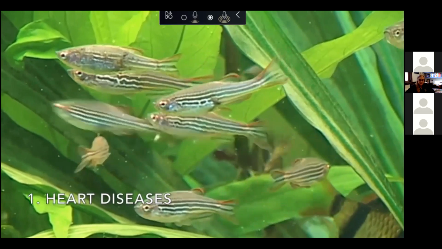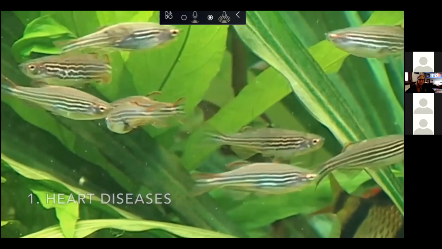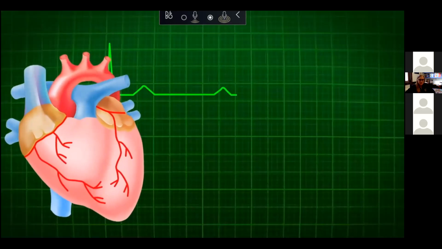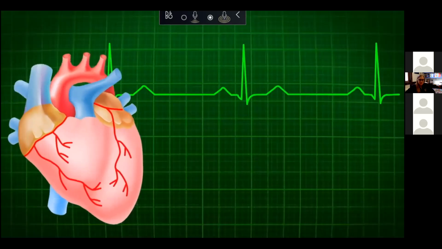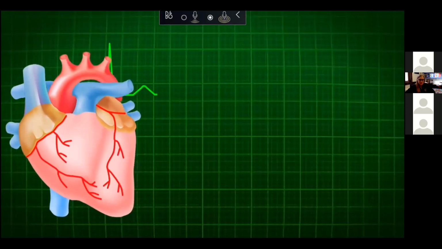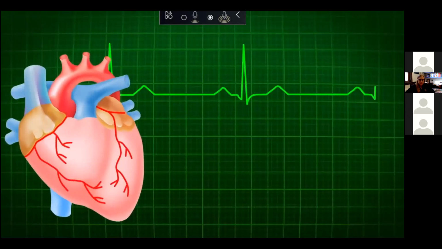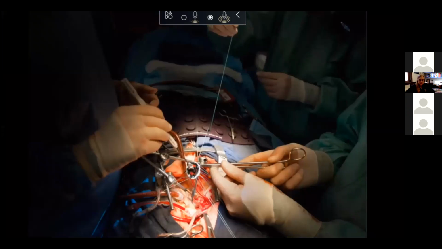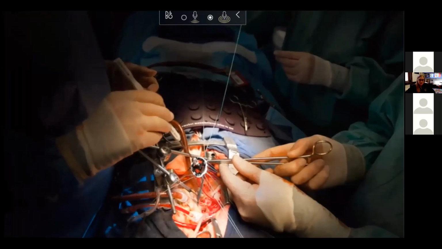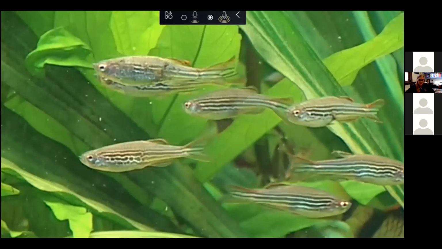Number 1, heart diseases. Because of their ability to regenerate cells, scientists have been able to study the reasoning for various defects in a human heart's shape, size, and function. For example, zebrafish have been the ideal model in studies on how to repair cardiac scars that were formed from heart attacks.